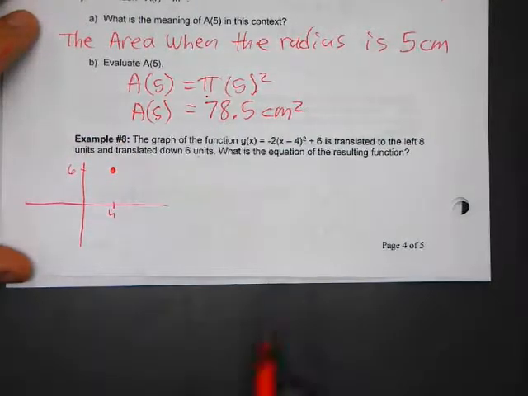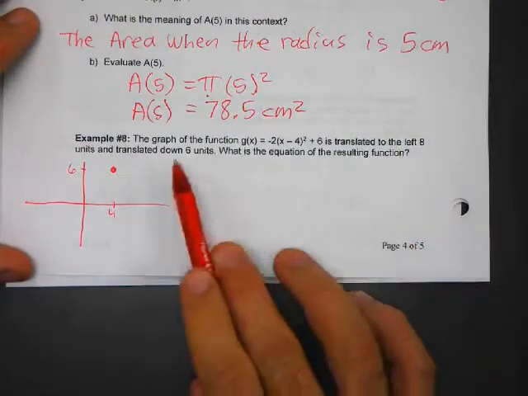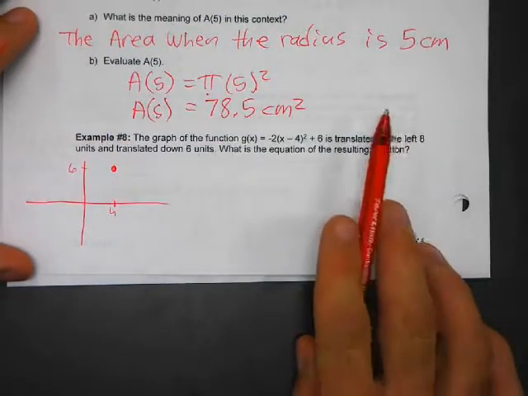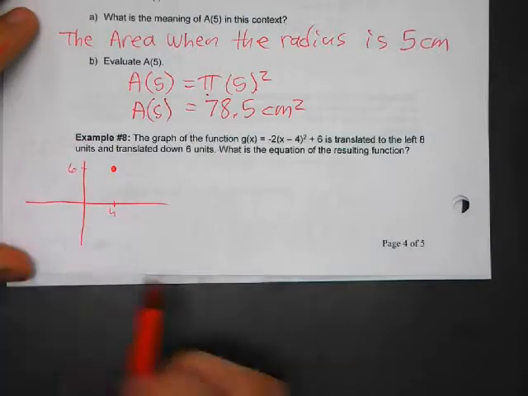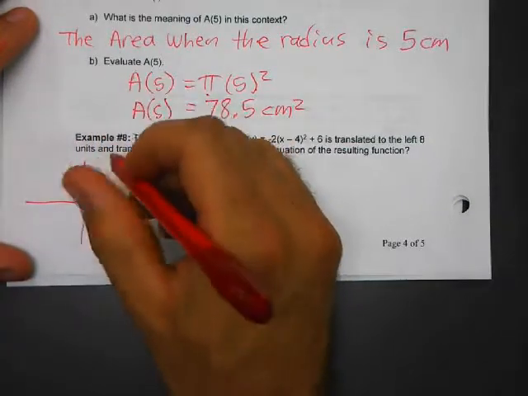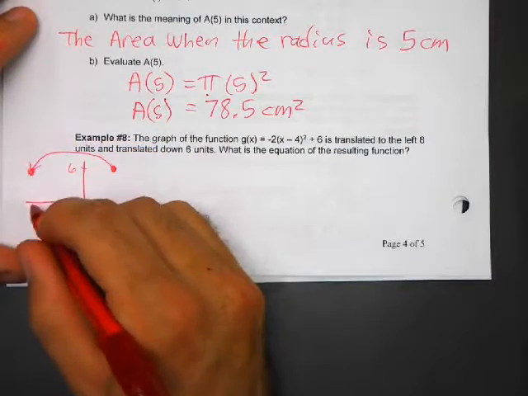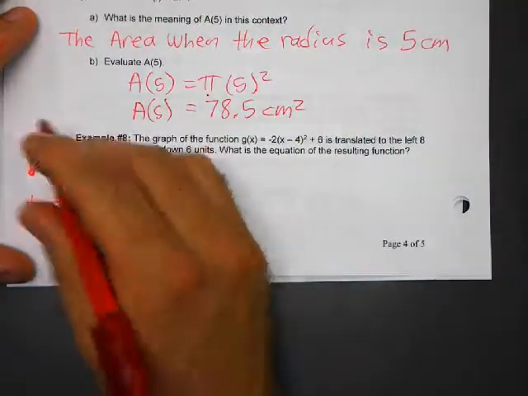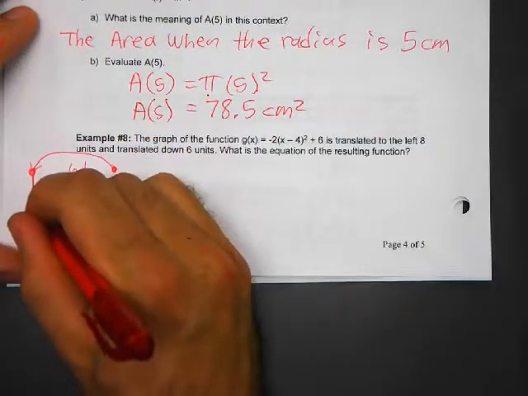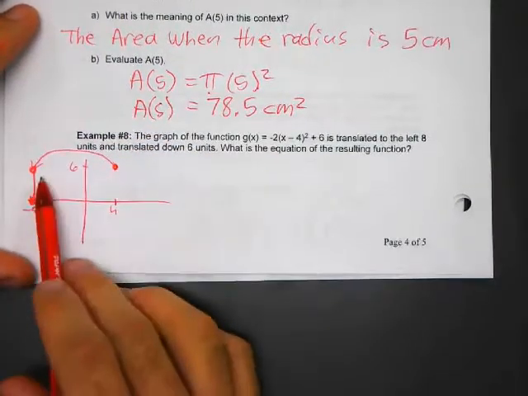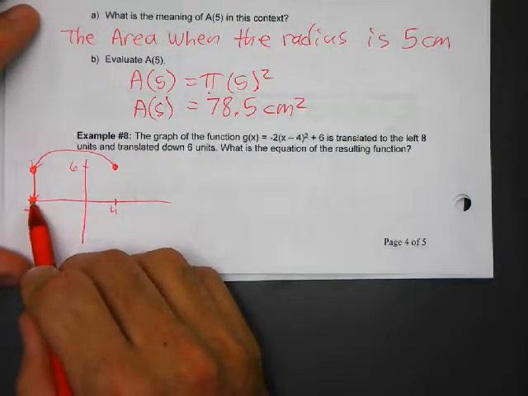And all they do to it is move it left 8 units and then down 6 units. So it doesn't matter what order you do here. I'm going to move it left 8 first. So if I go left 8, it's going to take me over here. And where am I going to be? I'm going to be at -4. And then I'm going to move it down 6 units to right there. So it's not the easiest problem, but we know the vertex is right there now.